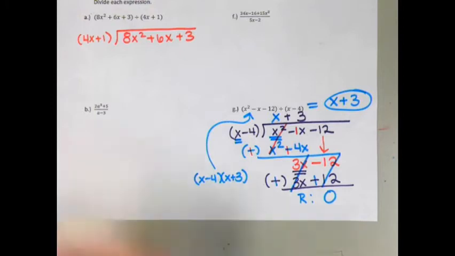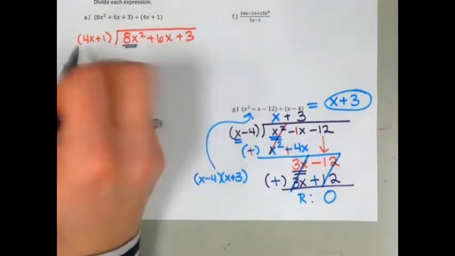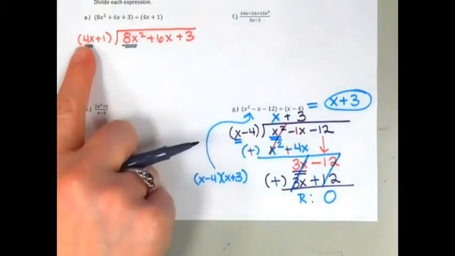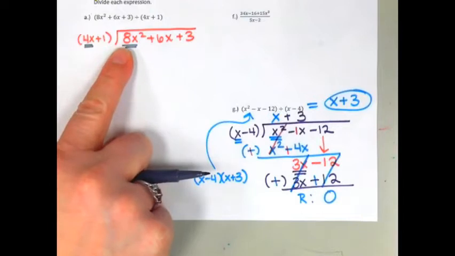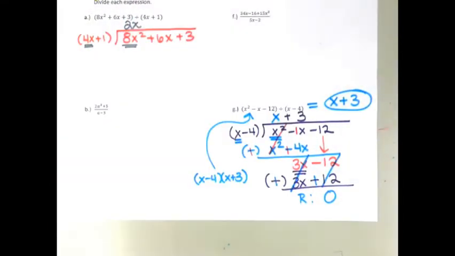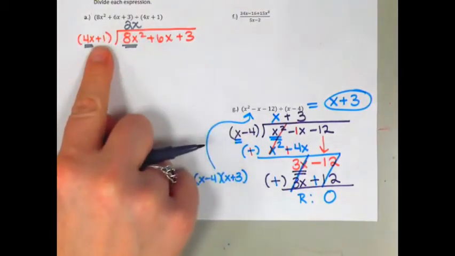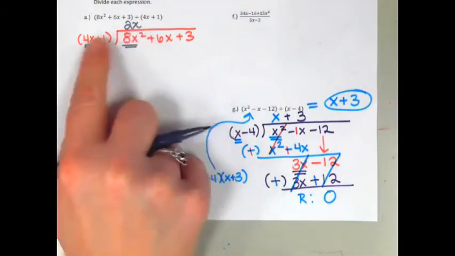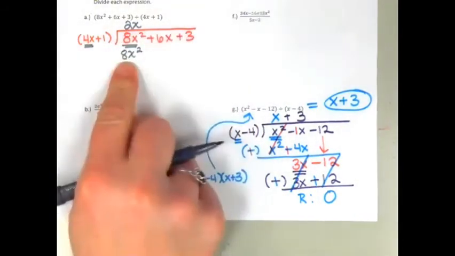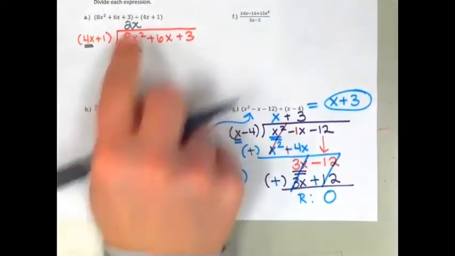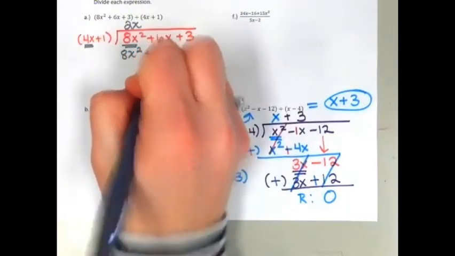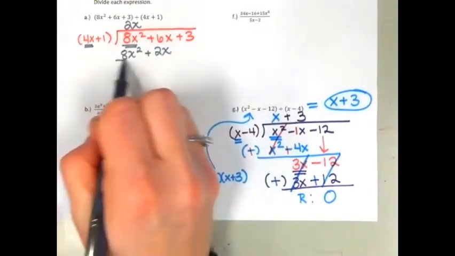So now we start with this 8x squared and 4x. 8x squared divided by 4x, or 4x times what gets me to 8x squared? 2x. Okay, and then I'm going to multiply 2x by 4x plus 1, right? So what's 2x times 4x? 8x squared. If it's not, you did something wrong, right? And then what's 2x times 1? 2x. Okay. And now what do I do with these?